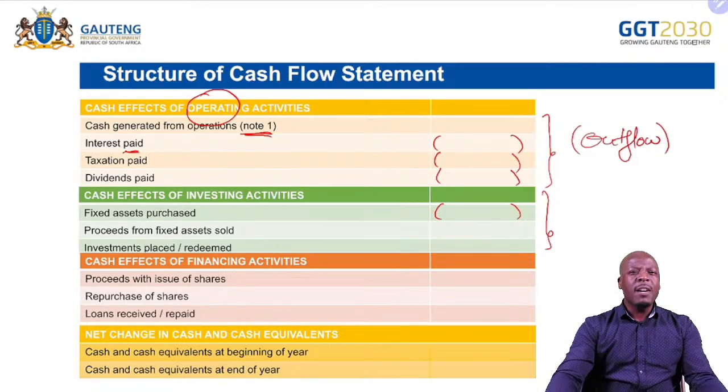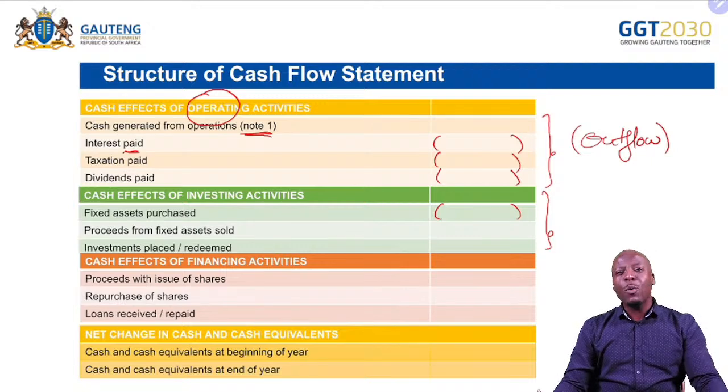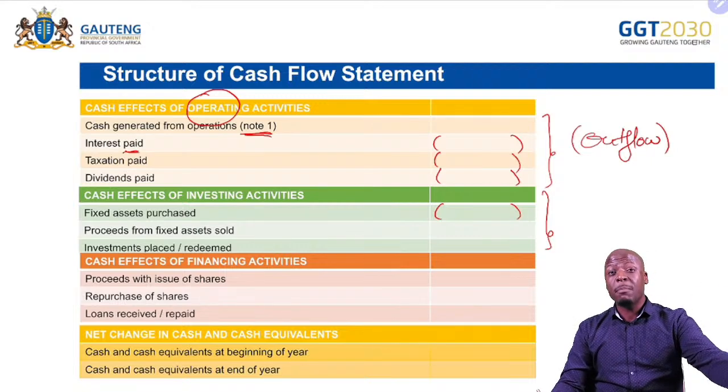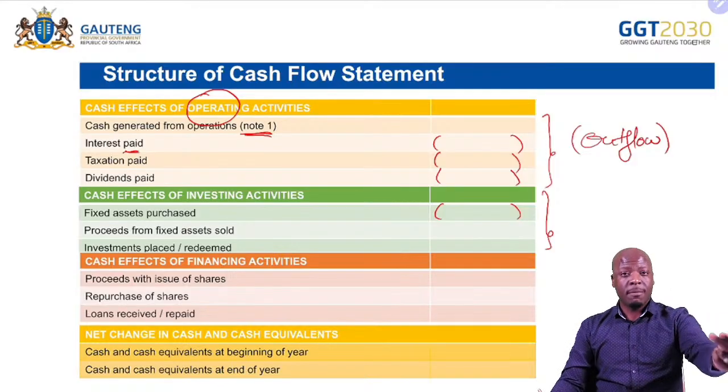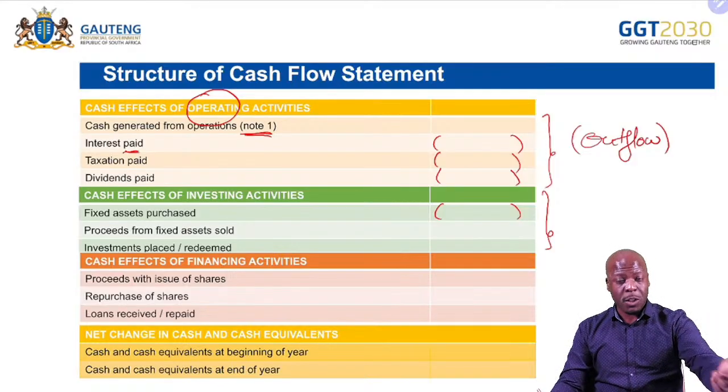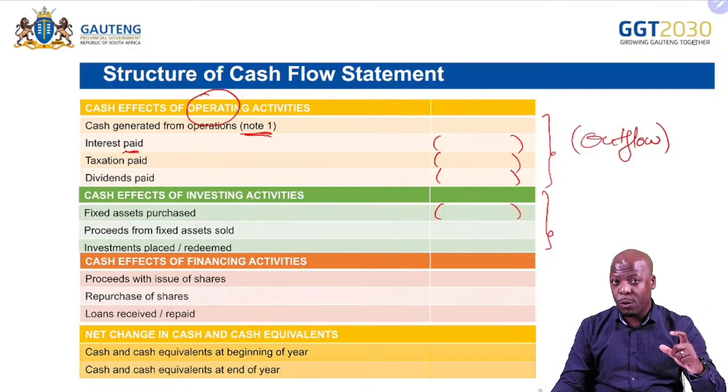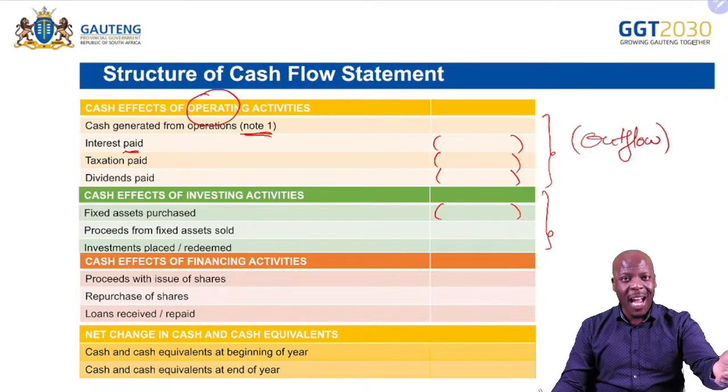Now, with investments, there will be two movements. It is either we are investing or the investment has matured. Two movements. We invest. It can be in a fixed deposit. If we invest in a fixed deposit, we consider it to be cash outflow because money is going out.